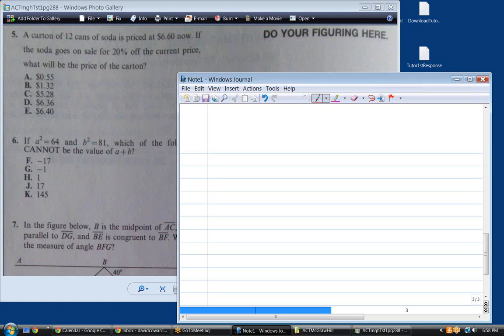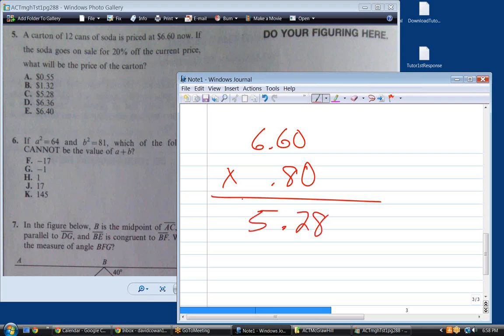There is a quicker way to get this answer. Instead of taking 20% of the price and subtracting it, it's the same thing if you take the price and multiply it by 80%. Right, 1 minus 0.20. And that immediately gives you 528. In other words, it's one step instead of two.